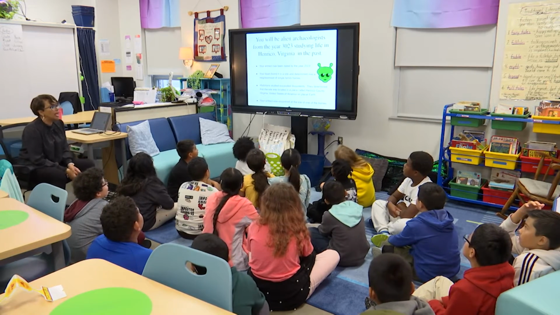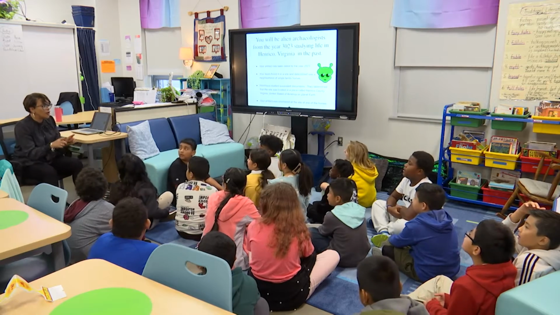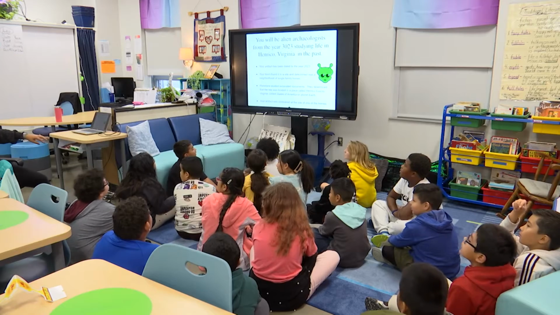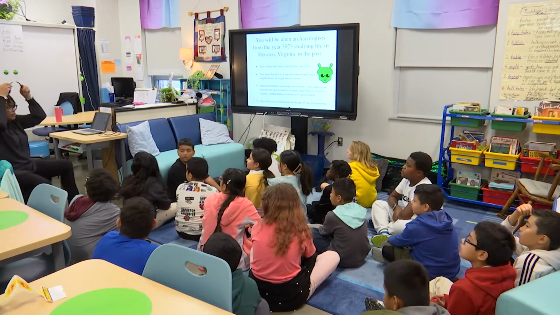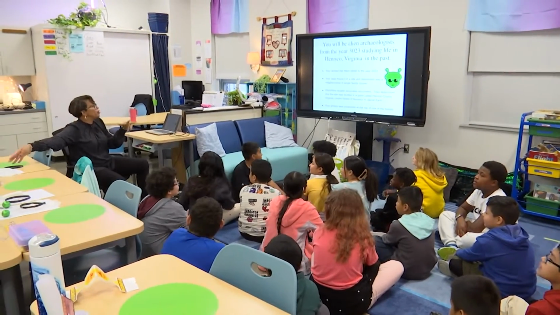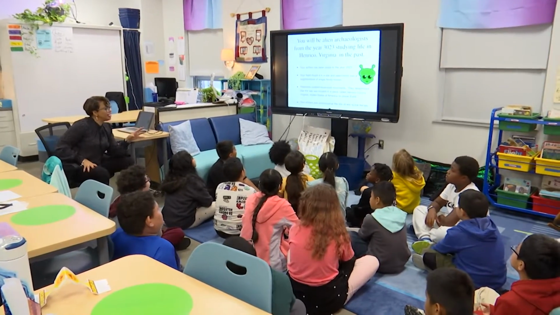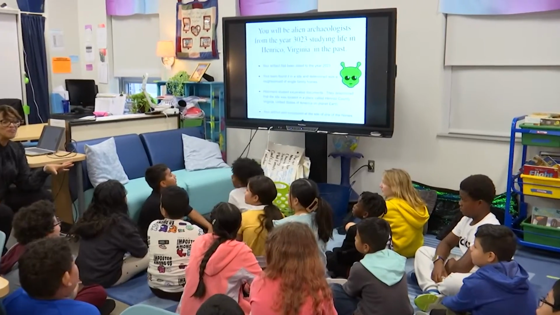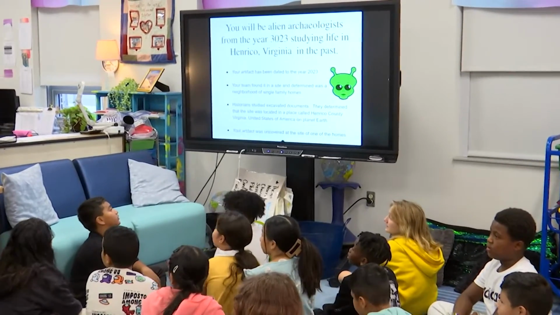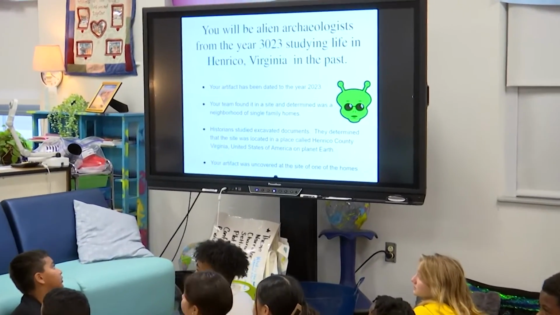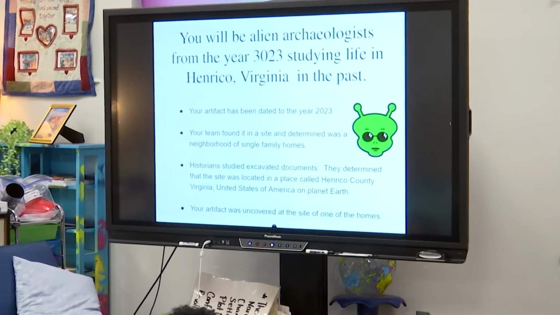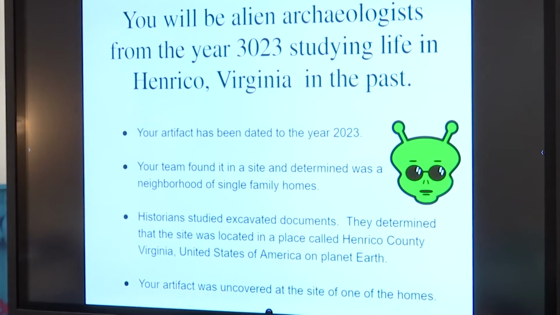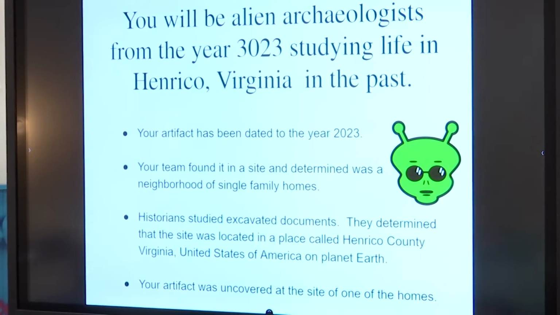So today you're going to be alien archaeologists. The year is 3023. You're going to be aliens, right? You're studying life. We don't know where these earthlings have gone. The earthlings might be on another planet, right? But they're gone. You're here and your team has been studying Earth for a while, excavating, trying to figure out about these creatures, these earthlings, right?